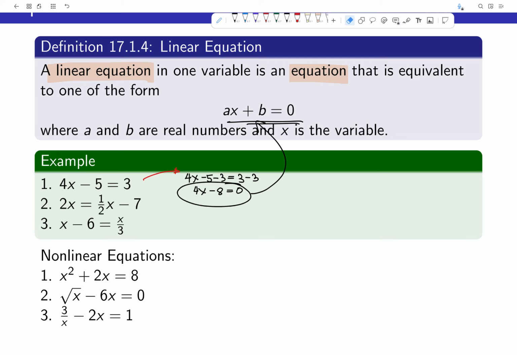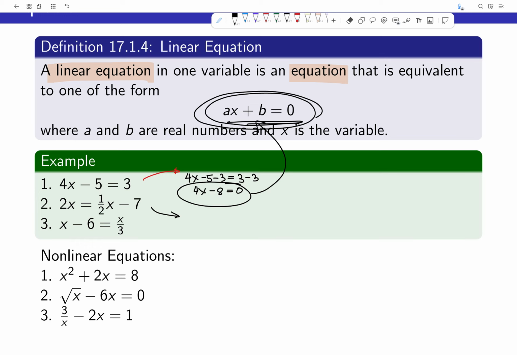For number 2, we'll just do the same. Here, we will make our new equation of this form, ax plus b equals 0. As you can see now, 4x is ax, and minus 8 becomes plus negative 8, so 4x plus negative 8 equals 0. Meaning our b here is negative 8. Okay, so it's just the same.